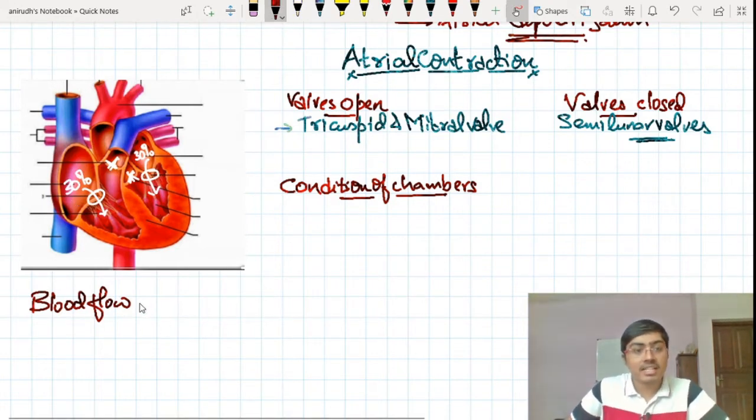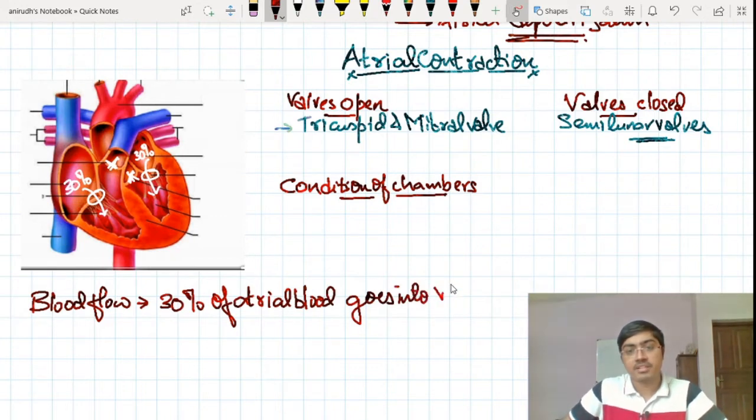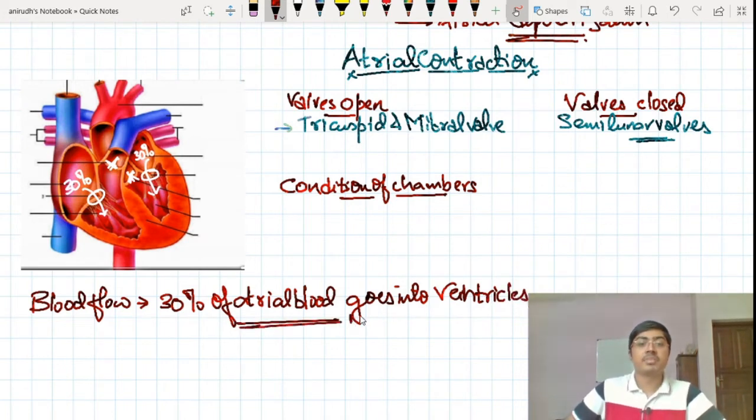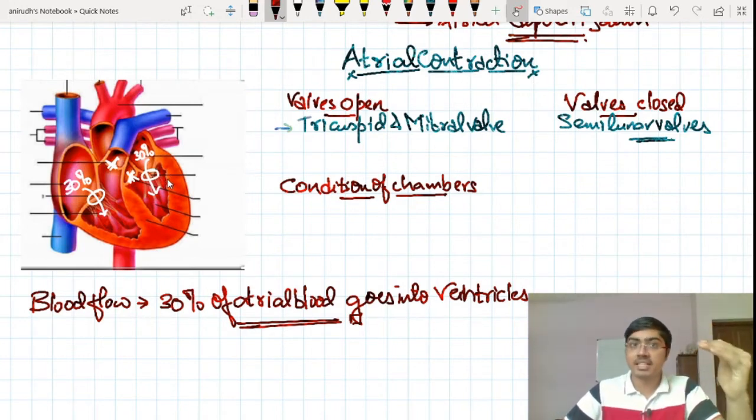So in the blood flow region, I can write: 30% of atrial blood goes into the ventricles. So this is the rest 30%. Now I can say the entire amount of blood that was present inside the atria has now reached the ventricles.